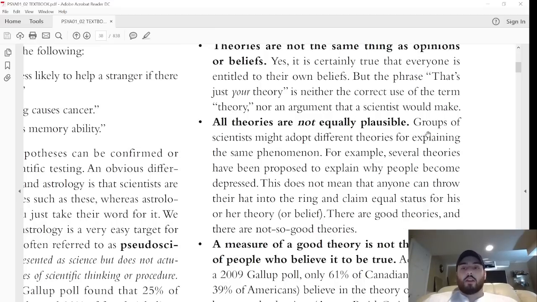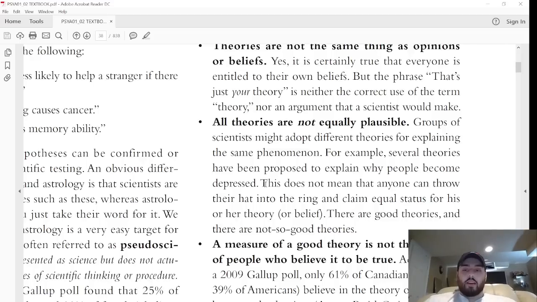All theories are not equally plausible, right? What does that mean? Groups of scientists might adopt different theories for explaining the same phenomena. For example, several theories have been proposed to explain why people become depressed. This does not mean that anyone can throw their hat into the ring and claim equal status for his or her theory or belief. There are good theories and there are not so good theories, right?